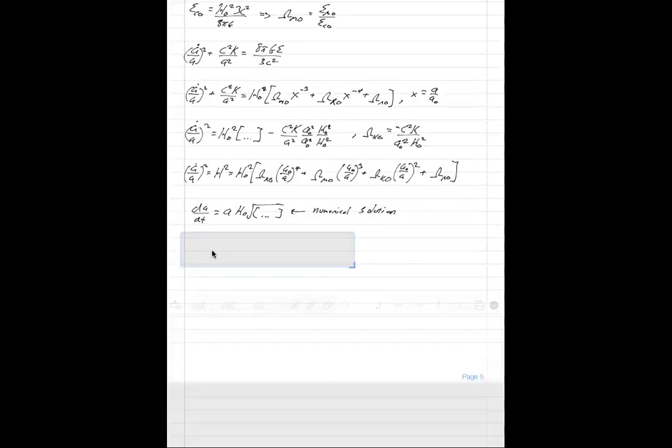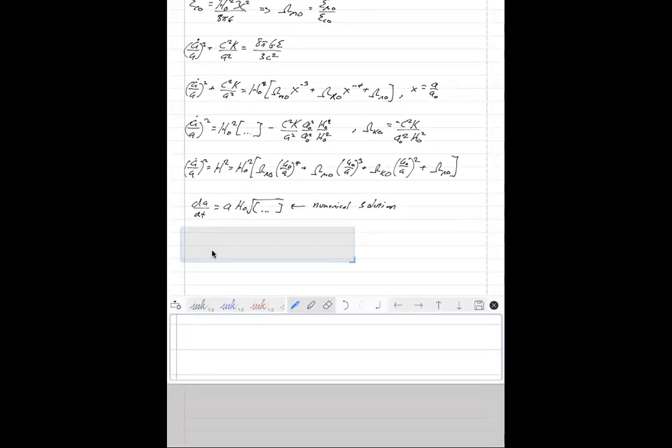So you will get practice in your homework, writing a code in whatever you prefer. We'll walk through how to do it in Python, but you'll be able to write a code that will give you a solution for a of t.